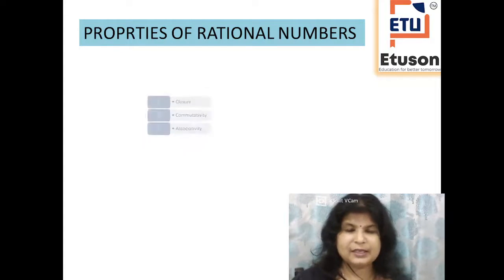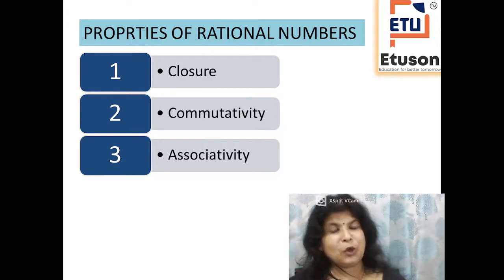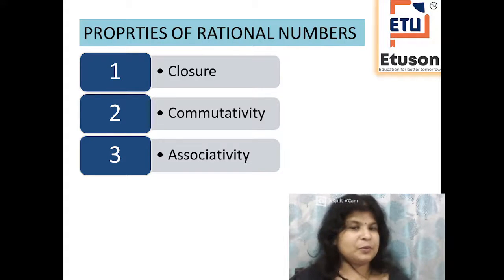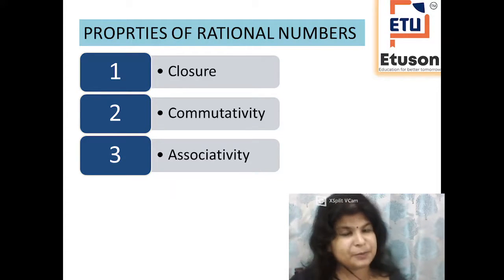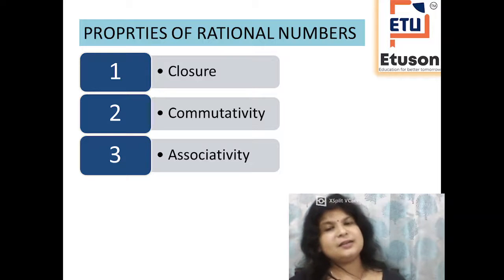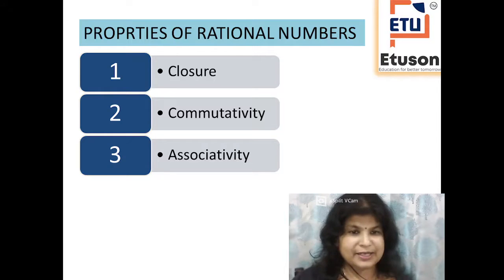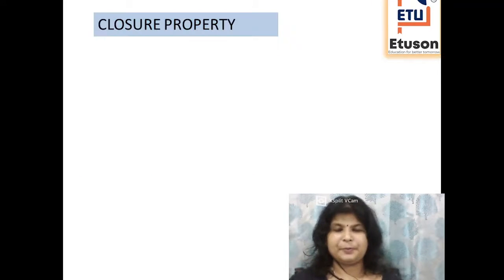Basically, we will be dealing with closure property, commutative property and associative property. I don't think we will be able to complete all the properties today. So we will try to complete at least closure property in today's class, and the rest two properties we will be discussing in the coming session. Okay, so let us go to our first property, that is closure property.